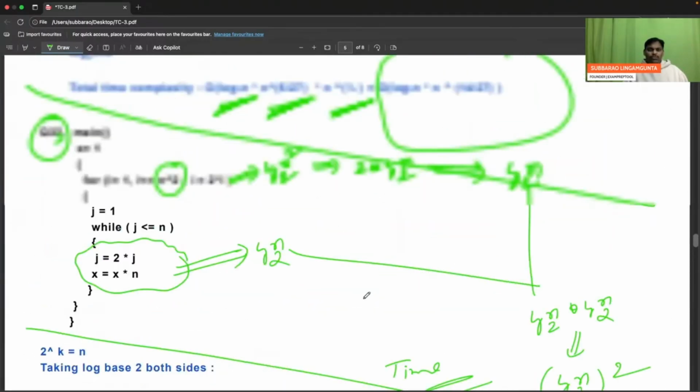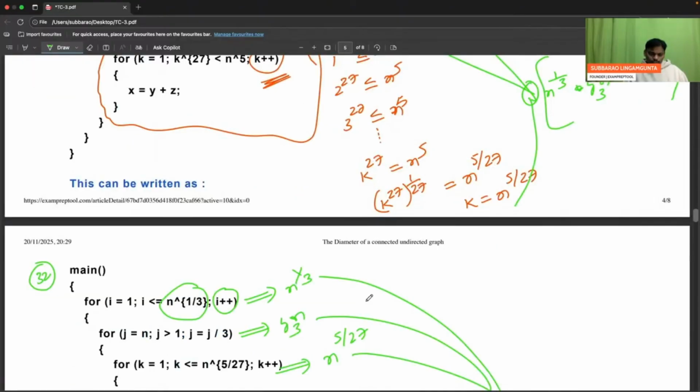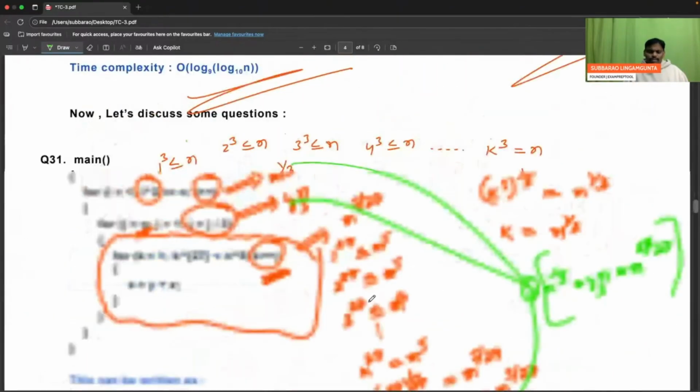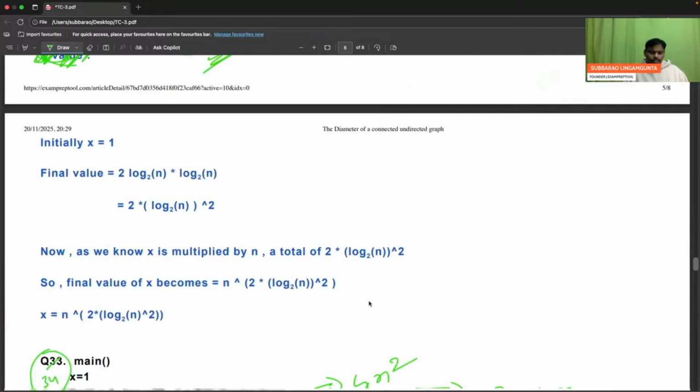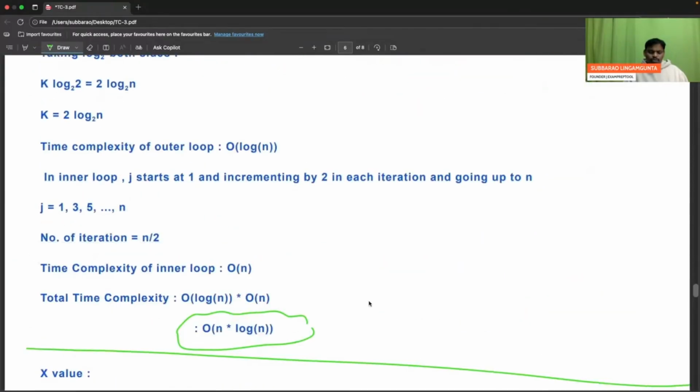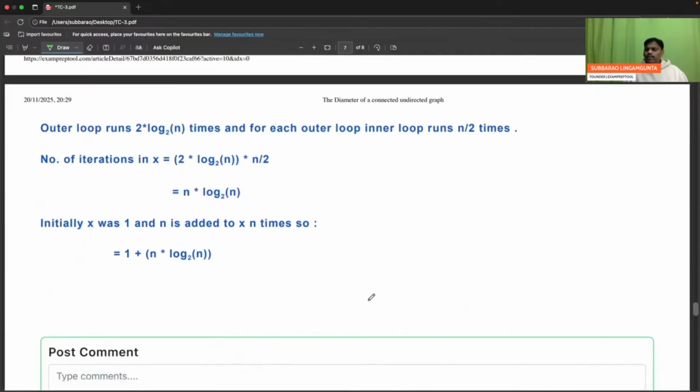So in total, I think I have done approximately 35 questions. Try to understand, approximately 35 questions, not every question from 1 to 35.